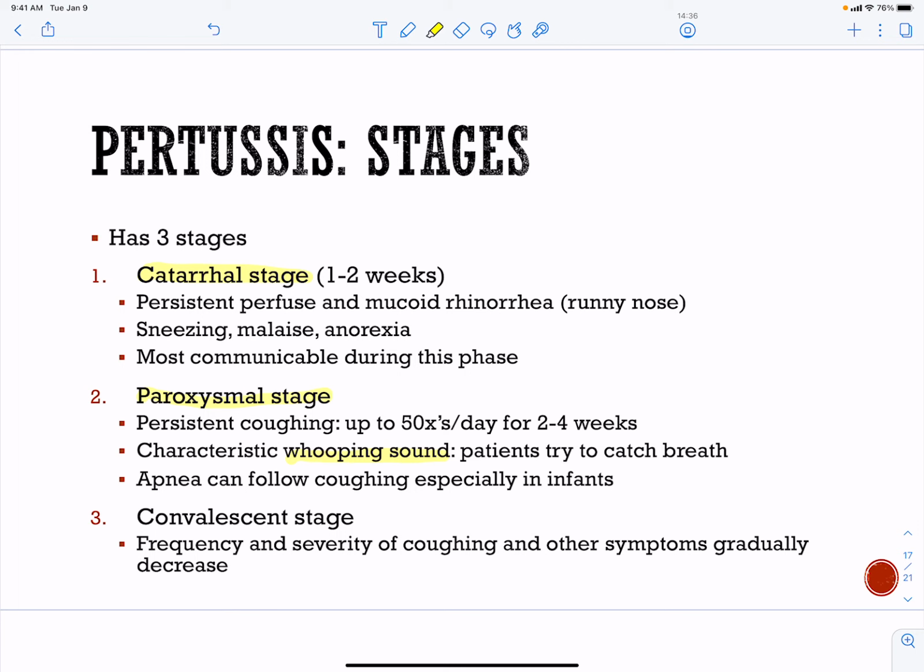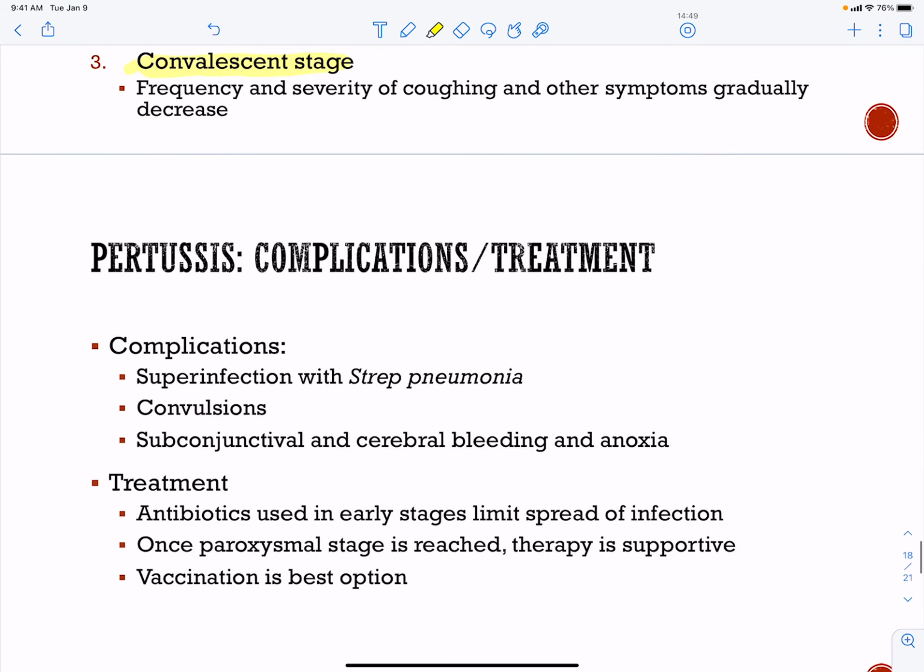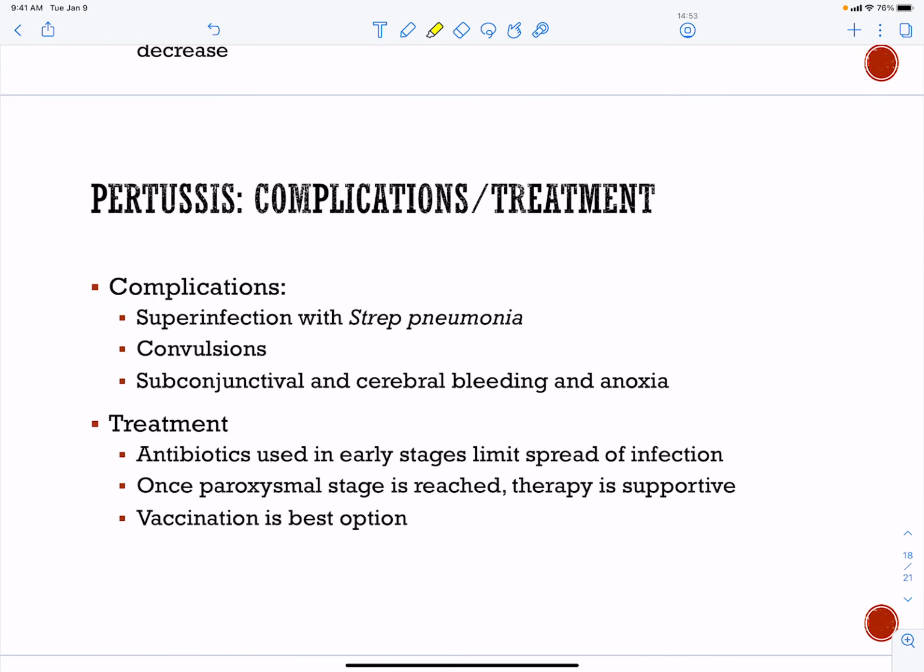And then finally, you have a convalescent stage where you have recovery. Convalescent stage is recovery. So the symptoms are going to decrease, and the severity of the coughing will also decrease. Complications are going to be superinfections with Strep pneumoniae. Again, they're getting rid of those ciliated cells, and your normal flora strep can then move in. It can also lead to convulsions. You can have anoxia, bleeding.